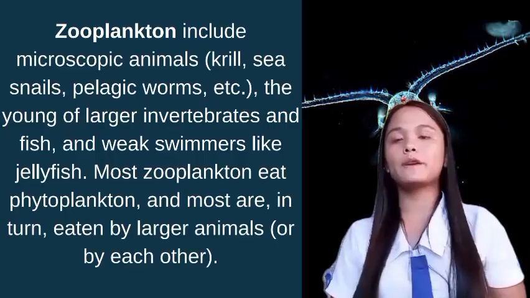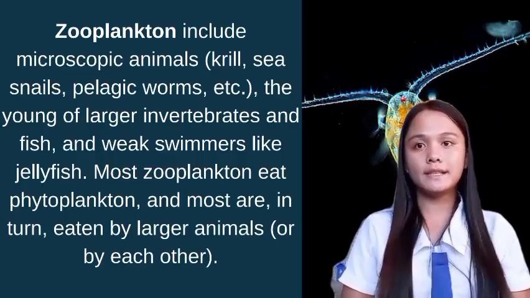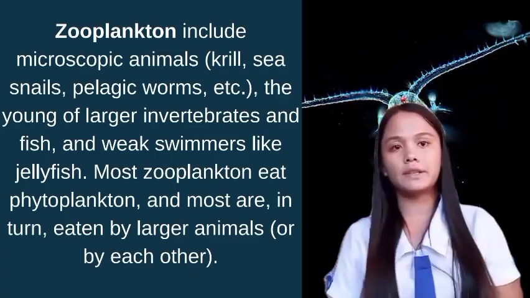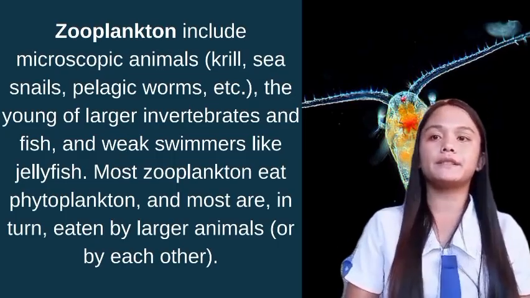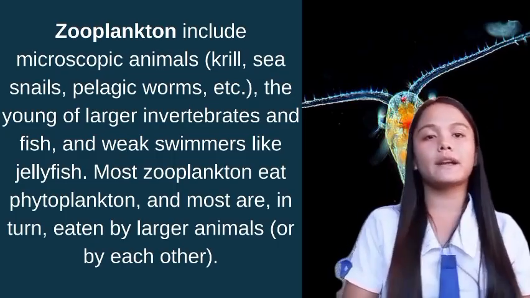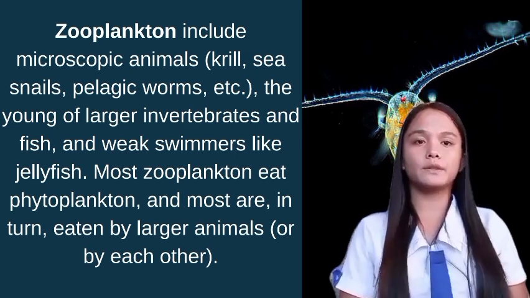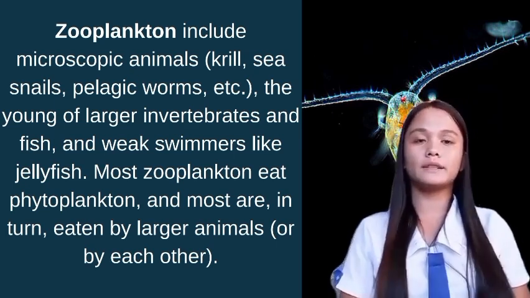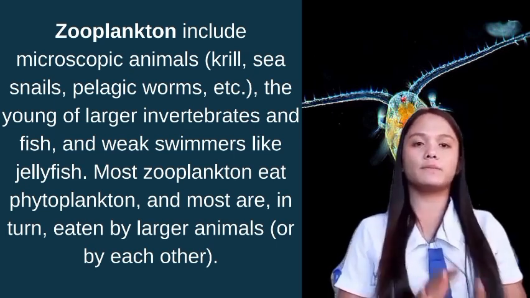Zooplankton include microscopic animals, krill, sea snails, pelagic worms, etc., the young of larger invertebrates and fish, and weak swimmers like jellyfish. Most zooplankton eat phytoplankton, and most are in turn eaten by larger animals or by each other.